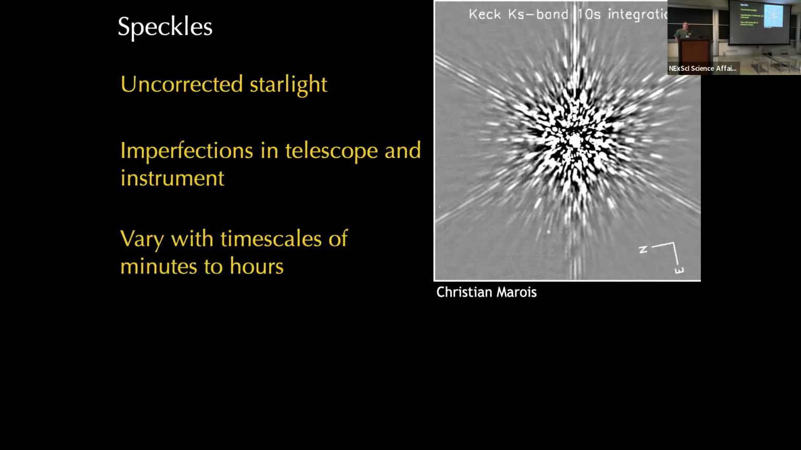Okay, so suppose you've done all that. Suppose you've taken all my advice. You've gone after young stars. You've gone to the biggest telescope you can find. You have a great adaptive optics system. You have a great coronagraph. You're all set, ready to find planets.